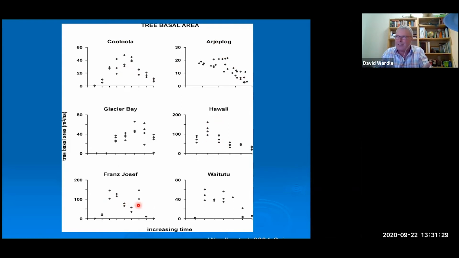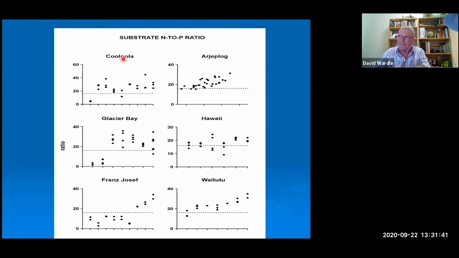Contrary to what some textbooks tell us, there's no such thing as a climax community that goes on forever and ever without disturbance. Eventually these systems actually degrade. And this degradation is linked to changes in nutrient availability.